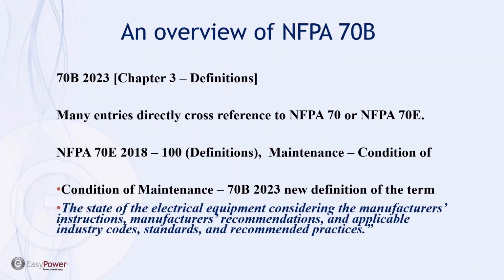Within the 2018 edition of 70E was the first time that maintenance condition was defined as a term. That's now brought through as a new term in the 70B definitions as well. It's the state of electrical equipment considering the manufacturer's instructions and recommendations on maintenance, or in the absence of that information on equipment that's been out there for many, many years, applicable industry codes, industry standards, and recommended practices and tests, etc.